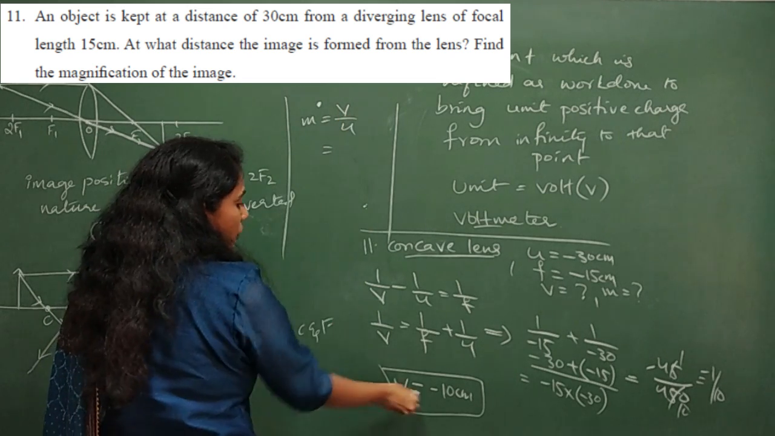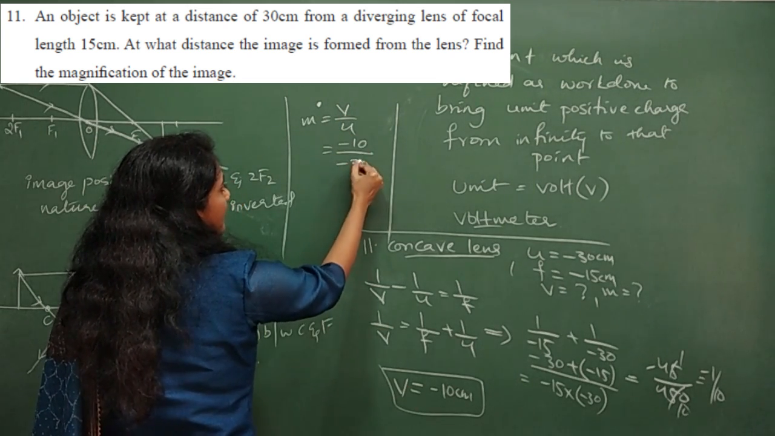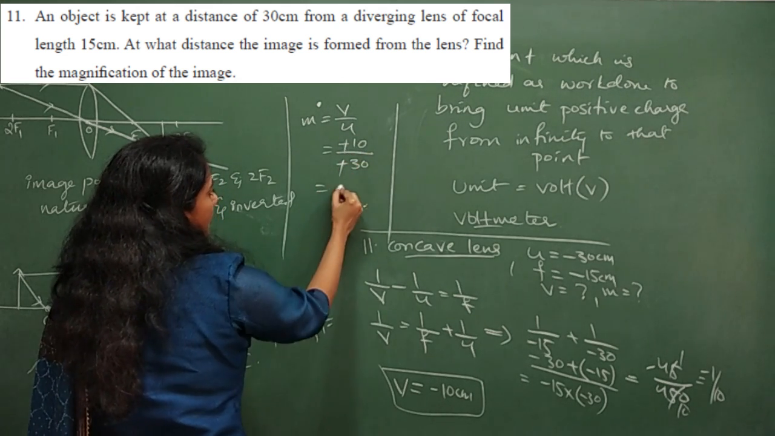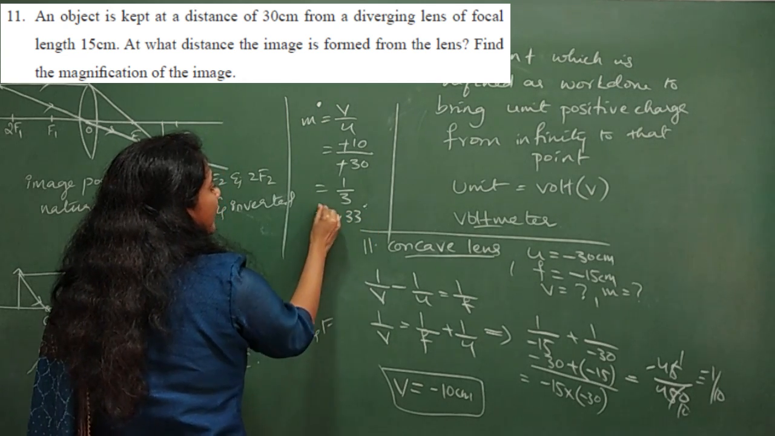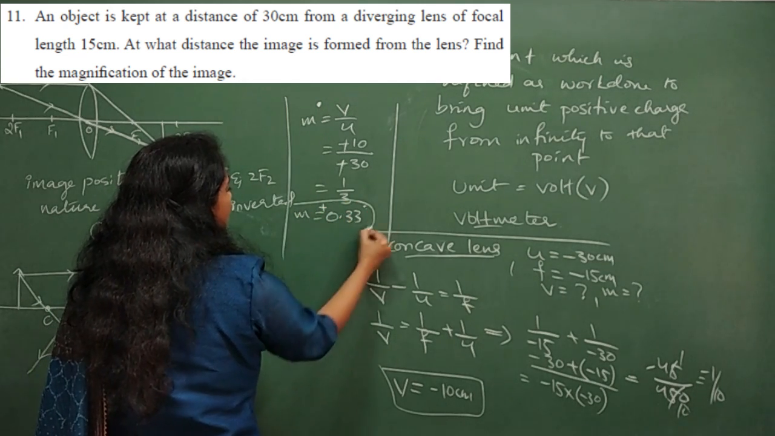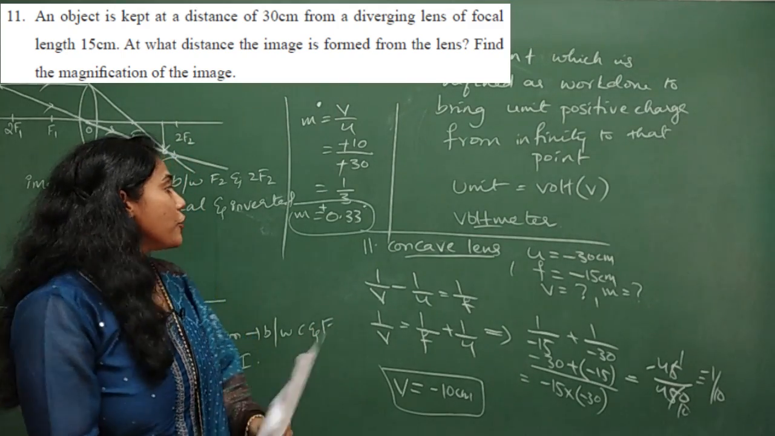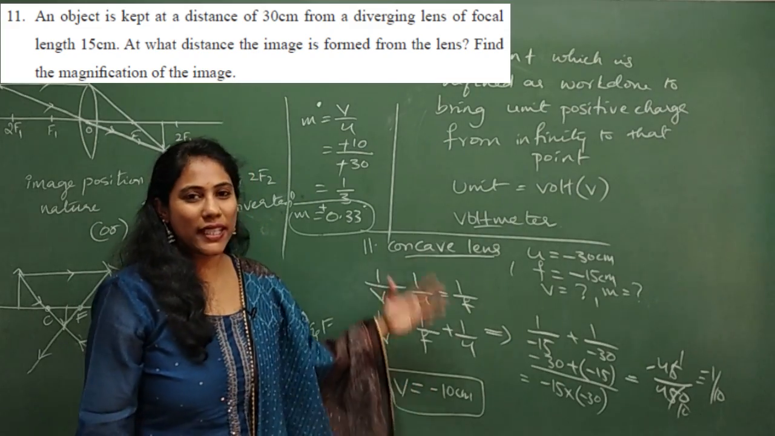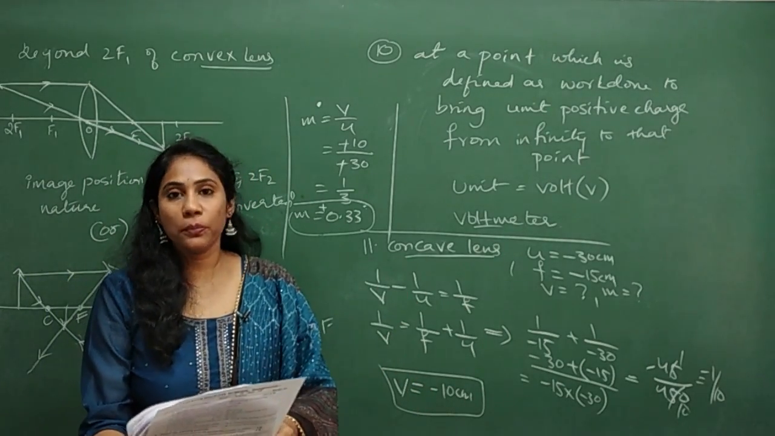So what is V? Just now we calculated, it is minus 10 divided by U, which is equal to minus 30. Minus minus cancel, and that is 1 by 3, which is equal to 0.33. You will get a plus value for magnification. Plus indicates that it is a virtual image, right? So this is the value for magnification and this is the value for V. So very simple problem. So that is all about your fourth main.